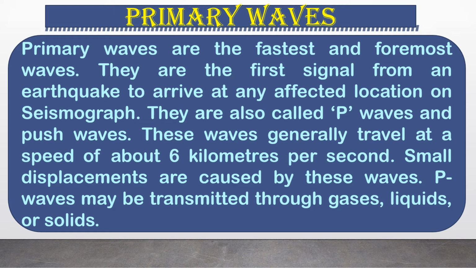These waves generally travel at a speed of about 6 kilometers per second. This is their traveling speed. Small displacements are caused by these waves. What is displacement? Displacement means the change in the place of something. P waves may be transmitted through gases, liquids, or solids. So they can transmit through all these three: gases, liquids, and solids.